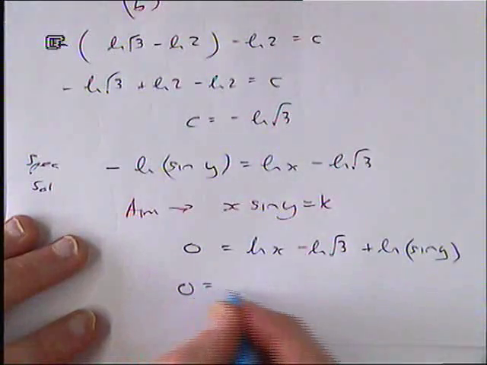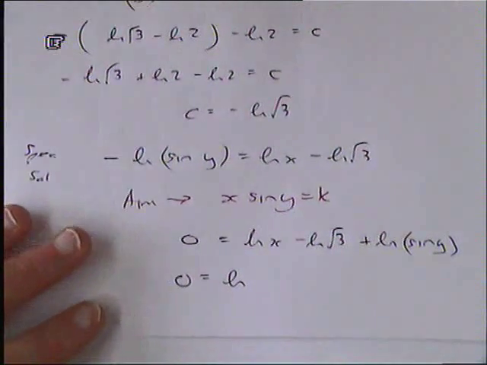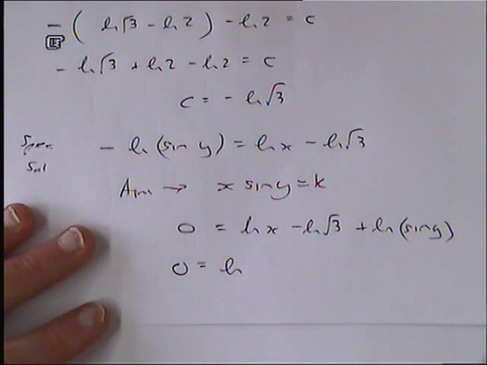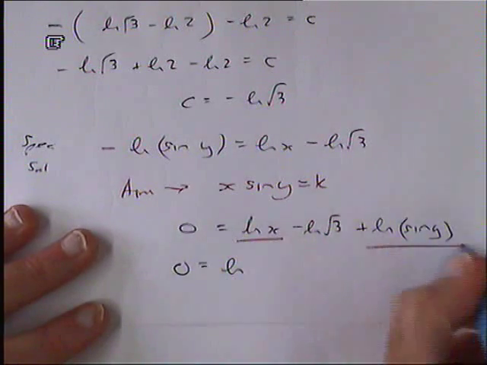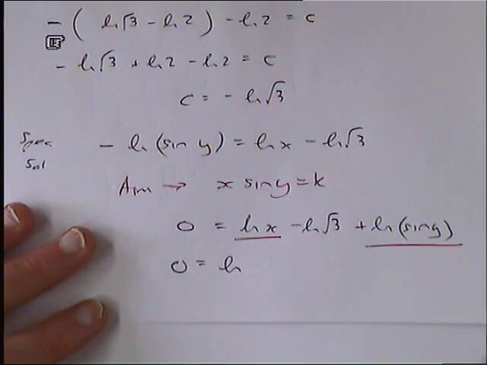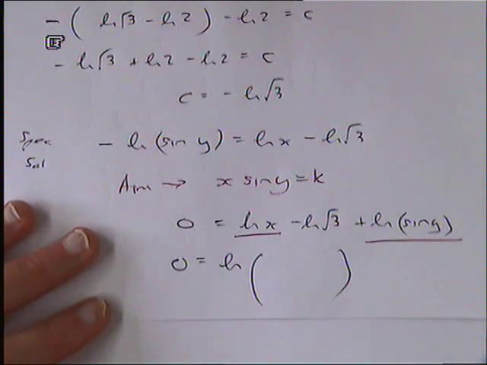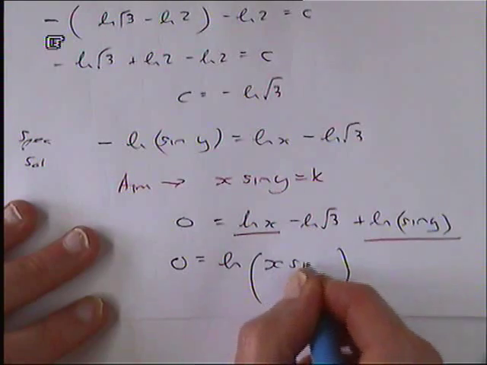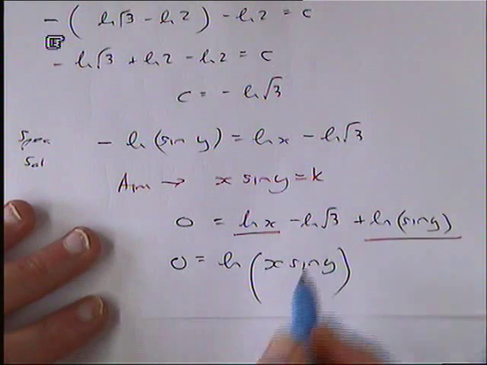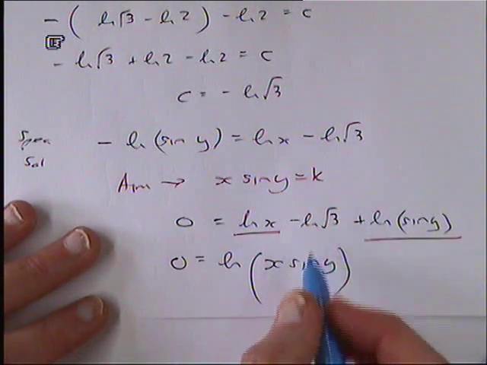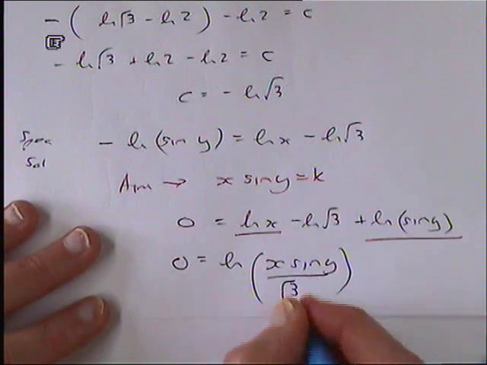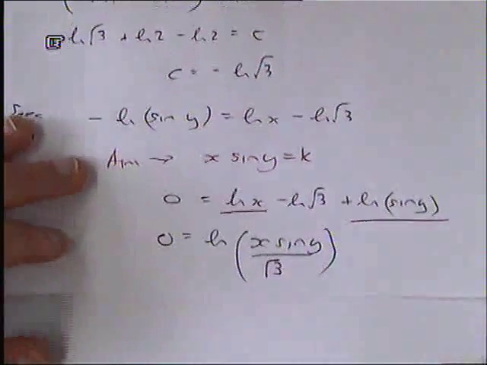What can you do? You can combine those into one big log thing. What will it be? What bits are you adding? Starting with that bit that's positive, you're adding that bit. If you're adding them, what will you do in this big bracket thing here? X sine y. Yes, you will multiply them. If you're taking away, what will you do in here? Divide, yes. So I've now got that.